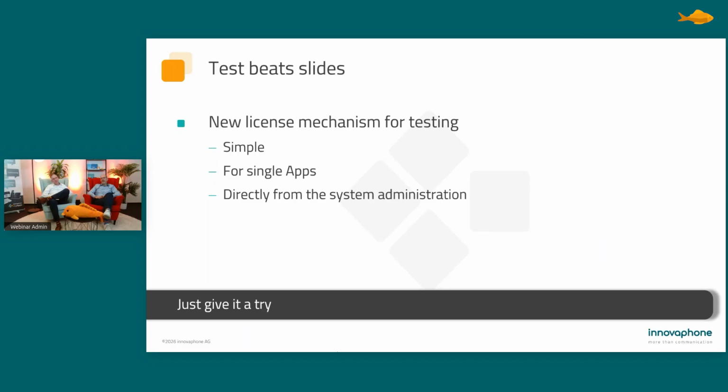future for any administrator of an innovaphone system just to start a test period for every single application. So you can simply go in the administration of your system, start a test for a defined period of time, and you can simply start testing an application, no matter if it's an innovaphone application or if it's a partner application which is using our licensing and allowing the test mode.